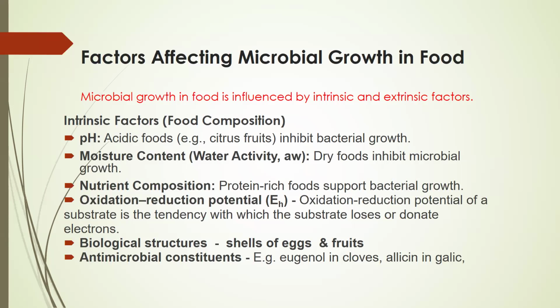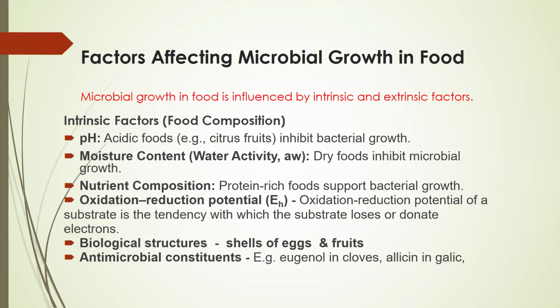Nutrient composition. Protein-rich food supports bacterial growth. Even human beings know protein is very rich, so bacteria also love proteinous food. So nutrient composition is a factor that will affect the growth of microorganisms in food. That is why food like fish, meat, eggs, poultry products, chicken, get spoiled easily: because they are nutritious, and so bacteria also enjoy these nutrients.